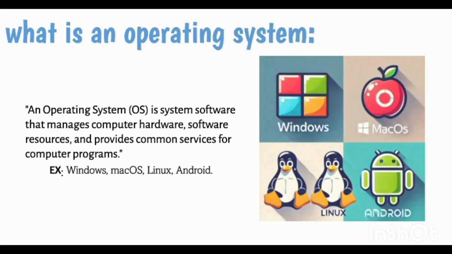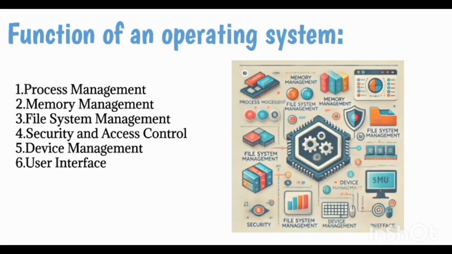An operating system is a system software that manages computer hardware, software, and resources, and provides common services for computer programs. For example, Windows, Mac OS, Linux, Android. Next, the functions of an operating system. What are the functions of an operating system?